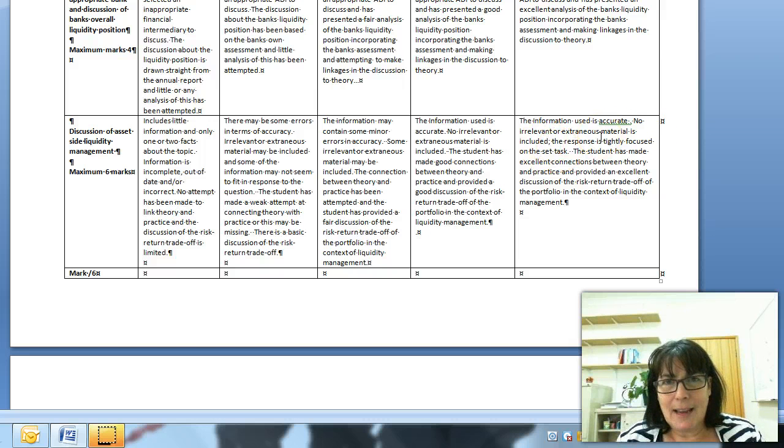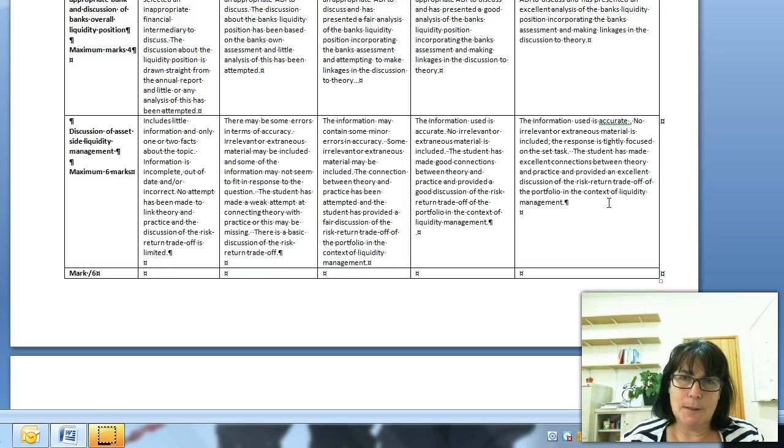The HD one, let's start with that. The information is accurate. No irrelevant material has been used. We've made excellent connections between theory and practice, and an excellent discussion of the risk-return trade-off in the context of liquidity management. So I want you to look at this balance sheet through the lens of liquidity management, and then bring in the theory that you've learnt in the liquidity management section of this subject as the lens through which you analyse it. That's what I'm looking for.